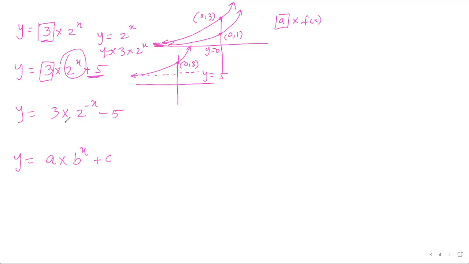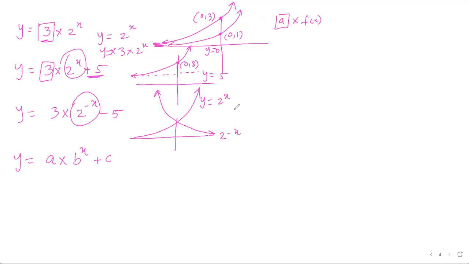Now this particular question, 3 times 2 to the power negative x minus 5. When you take 2 to the power negative x, it is basically a reflection of the 2 raised to x graph across the y-axis. So the 2 raised to x graph is like this, and the 2 raised to minus x graph will be something like here. So that's your exponential graph 2 raised to negative x. This is y equals 2 to the power x.